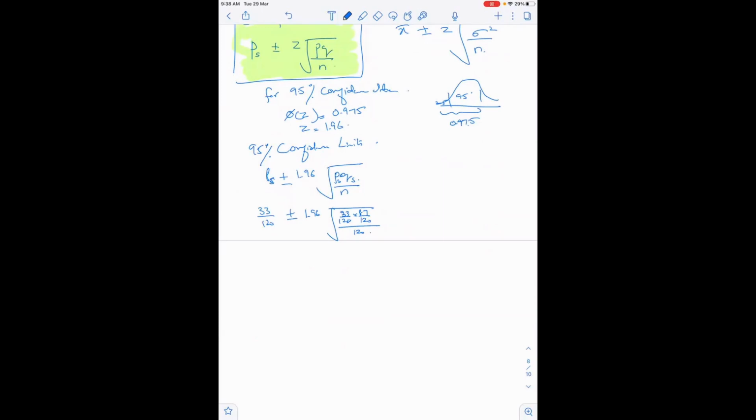Okay, this is coming out to be 0.199 divided by 120 in this one. So 0.0407. Okay, so this is plus minus multiplied by 1.96. 0.079.